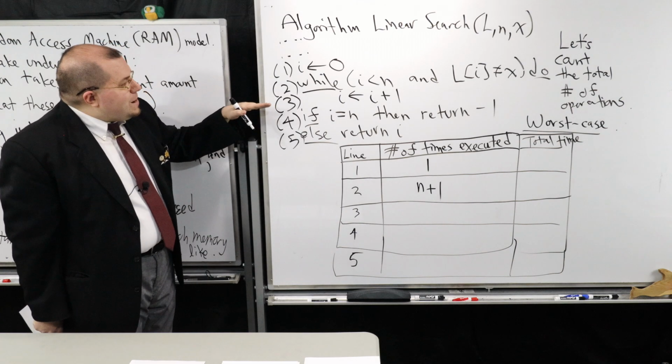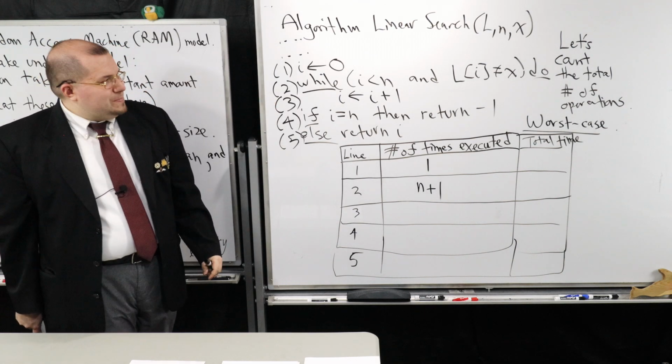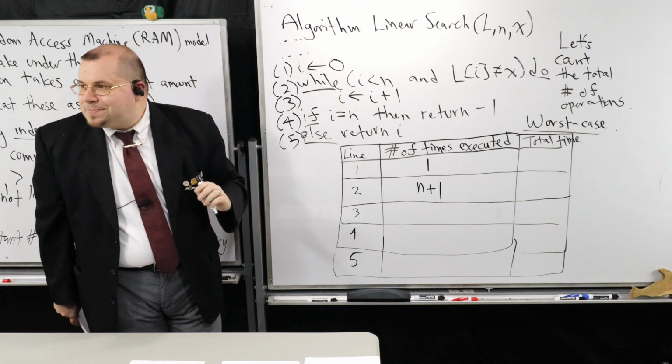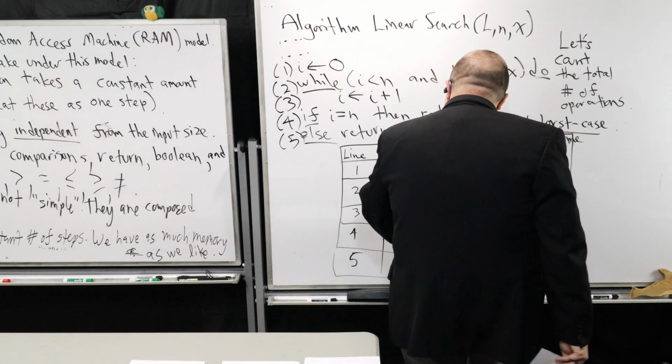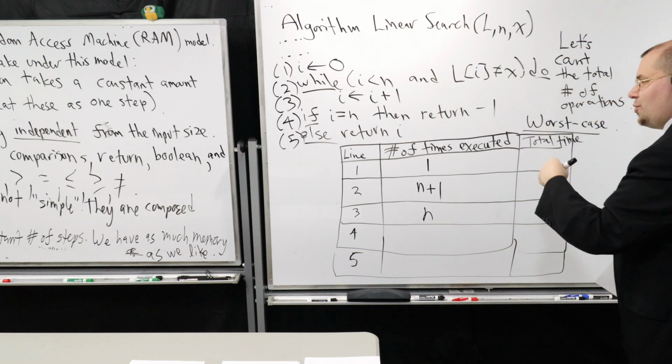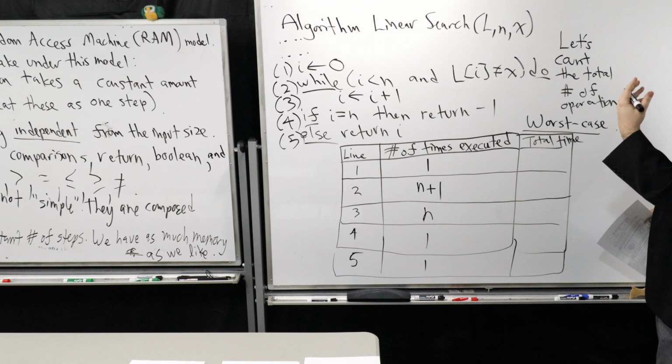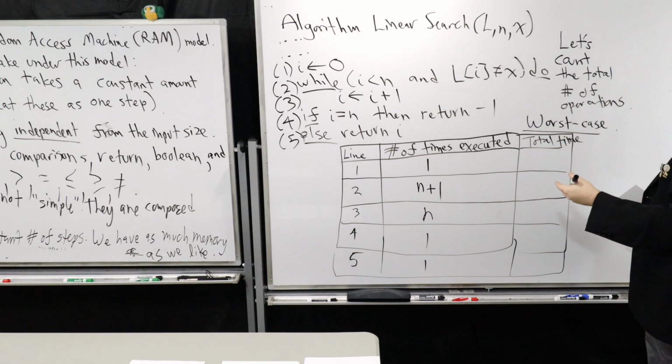So line 3, we know this is going to happen n times, right? In the worst case, because I have to go through all the elements in the array. So it happens n times. Line 4 happens once. Line 5 happens once.